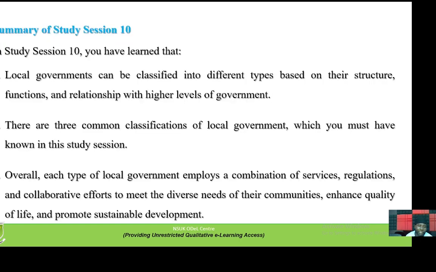Summary of this section 10. In this study section 10, you have learned that, one, local government can be classified into different types based on their structure, functions, and relationship with higher levels of government. Two, there are three common classifications of local government which you must have known in this study. Then the third one is overall, each type of local government employs a combination of service, regulation, and collaborative effort to meet the diverse needs of their communities, enhance quality of life, and promote sustainable development.